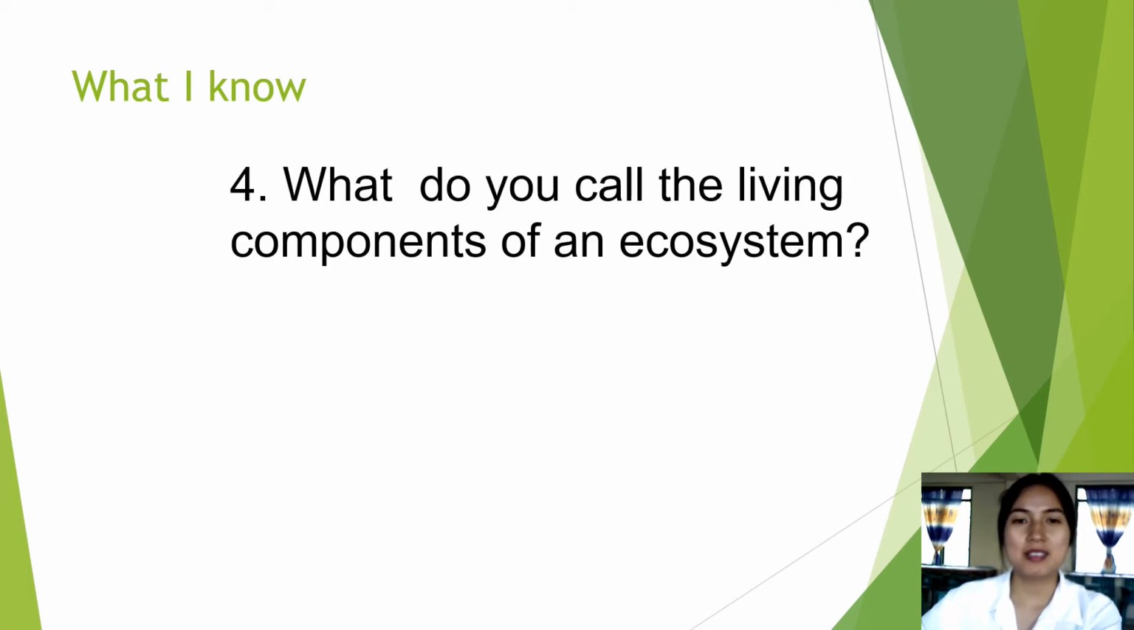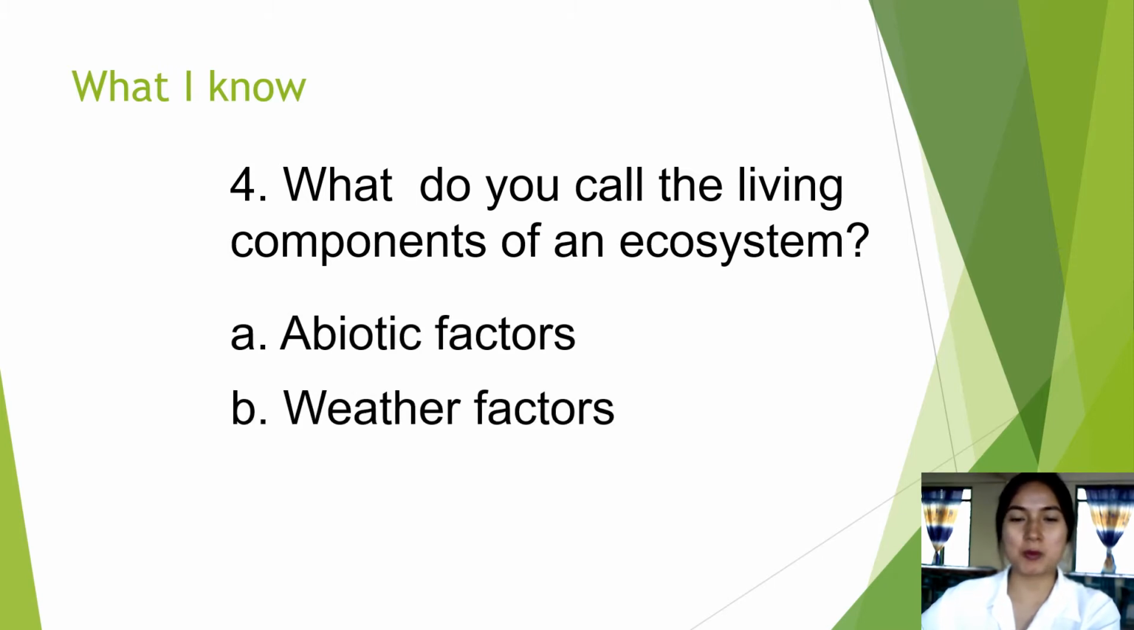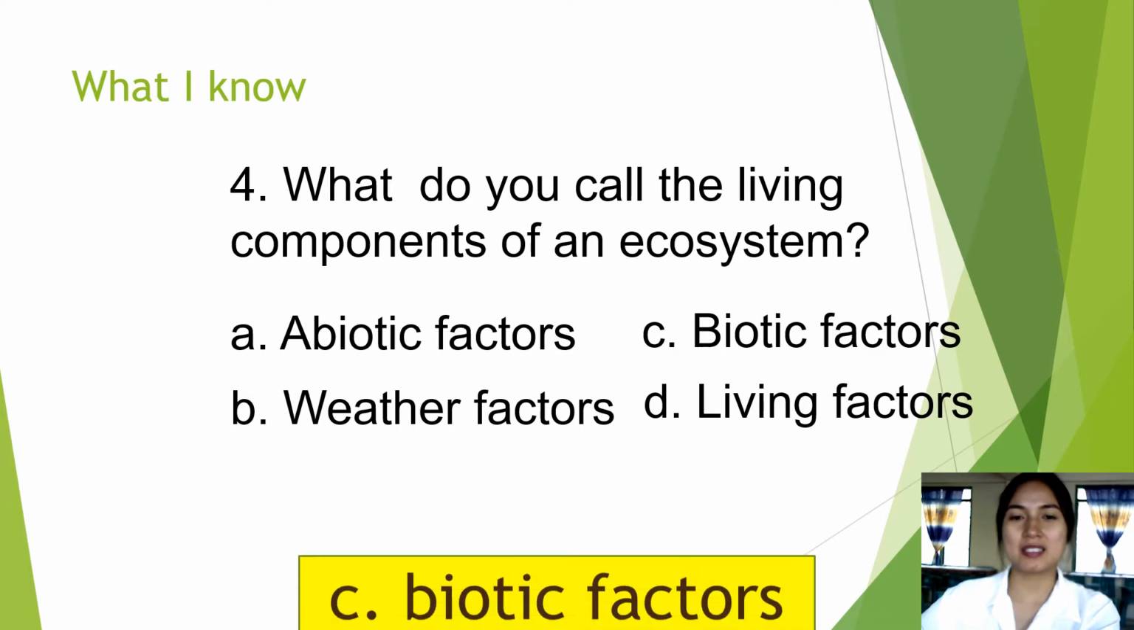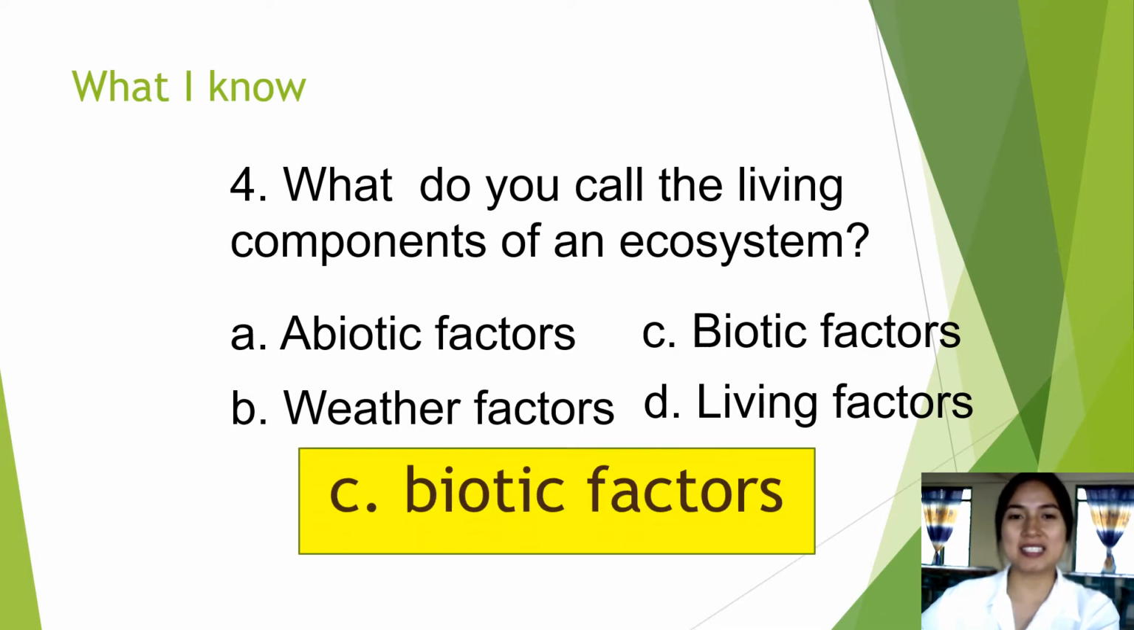Number 4, what do you call the living components of an ecosystem? A. Abiotic factors, B. Weather factors, C. Abiotic factors or biotic factors, D. Living factors. What's your answer? The correct answer is letter C. Let's try another one.